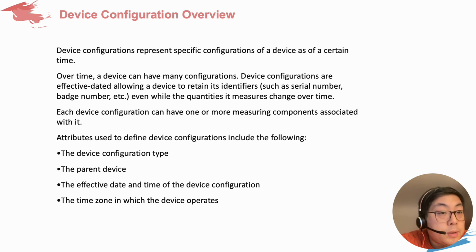Last attributes used to define device config include the device config type, parent device, the effective date, and also the time zone it's operating in.